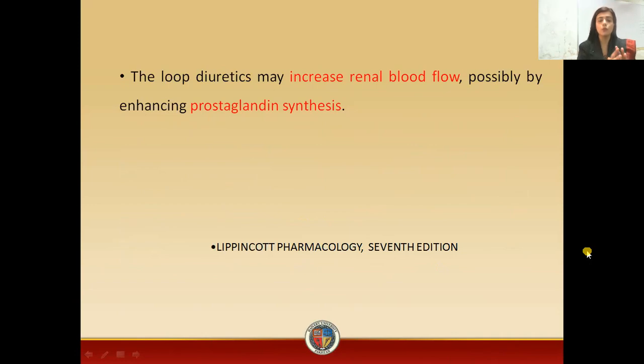Now, what are loop diuretics actually doing? They may increase the renal blood flow, possibly by enhancing prostaglandin synthesis. So what is the basic interaction in it? The basic interaction is that your loop diuretics are enhancing the production of prostaglandins. They are promoting prostaglandin synthesis, but your NSAIDs are inhibiting these prostaglandins. So there will definitely be an interaction between the loop diuretics and the NSAIDs.